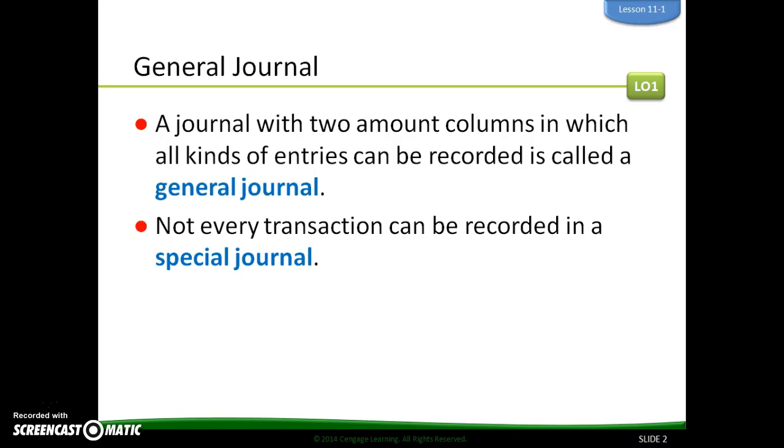One of the things you just want to be aware of is that a general journal is just a journal that has two amount columns where you can post all kinds of entries as a debit and a credit, recognizing that not every transaction when you're dealing with a business can be recorded in some kind of special journal. So you might be looking at something, it's not a cash payment, so it can't go in the cash payments journal. It's not a purchase on account, so it doesn't go in the purchases journal. And so things that can't be recorded in those two places go into the general journal.